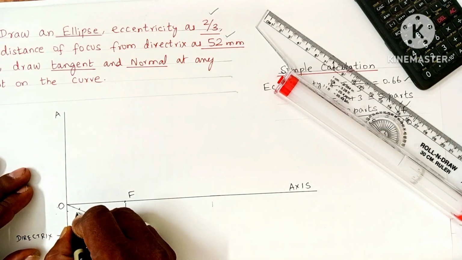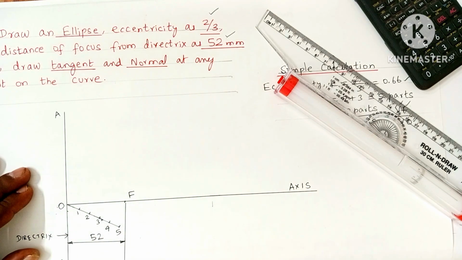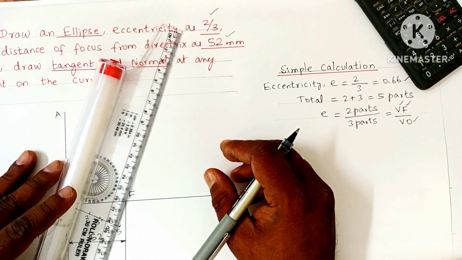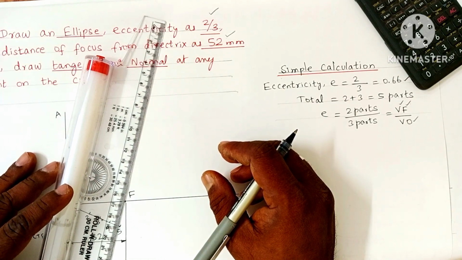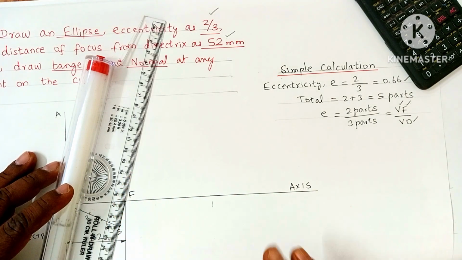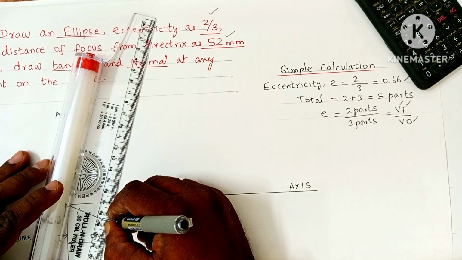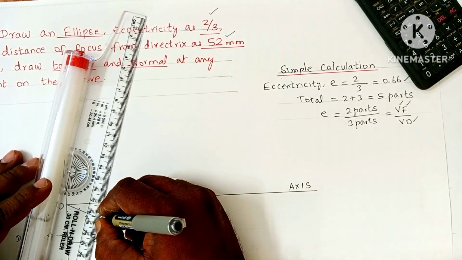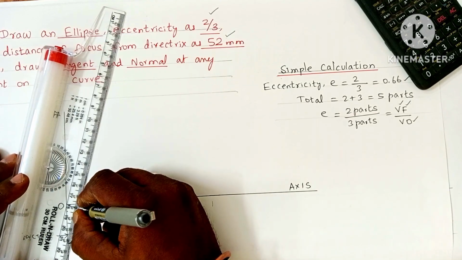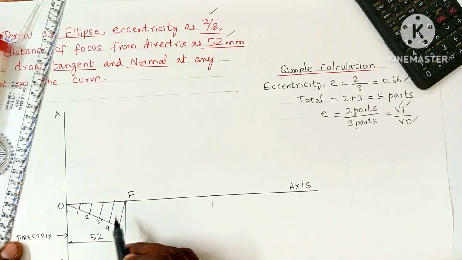Let me number them 1, 2, 3, 4, 5. Now join 5 and F by rolling the scale. Adjust your scale and join 5 and point F. With the same setting, slide or roll your scale from point 4 and draw an inclined parallel line. With the same setting, you do it just by rolling the scale. Now OF has been divided into 5 equal parts by this procedure.